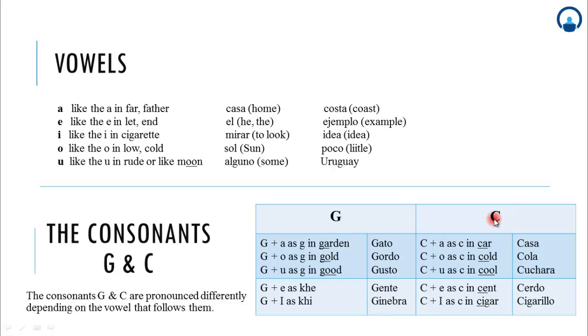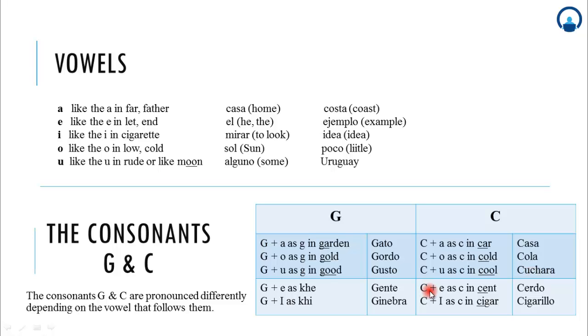Similarly, we have the consonant C. C plus A is pronounced as ka. For example, casa. Casa means home. C, if followed by O, it is pronounced as co. For example, cola. C plus U gives the pronunciation ku. For example, cuchara. Cuchara means spoon.